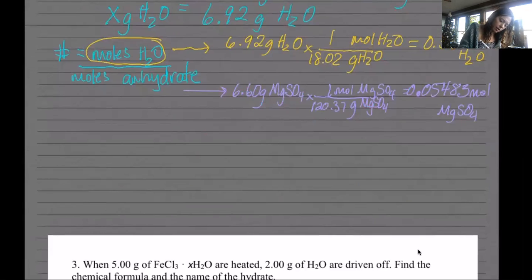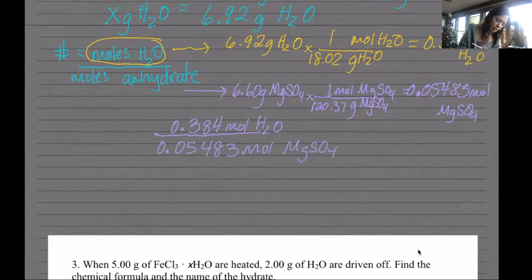If I take those and divide them, I hope that I get a very pretty whole number. And if I do not, then I know that I've done something incorrect. Beautiful. I get 7.00. Okay, so let's answer the question.